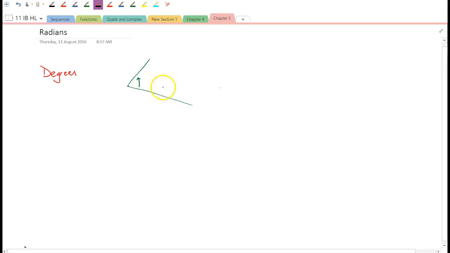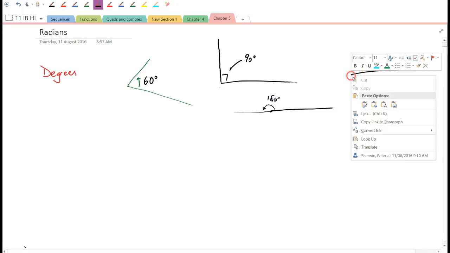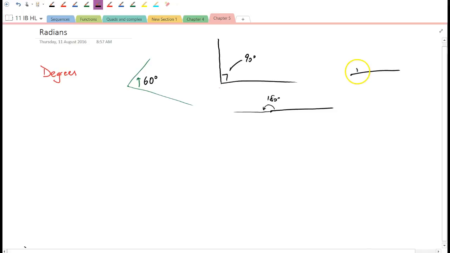And we've used degrees, and this one here, we might say, well, that looks like it might be a 60-degree angle in there. And if we draw two perpendicular lines, then we know that that's a right angle. We might put a little square in there. That's a 90-degree angle. And if we draw a straight line like this, then that angle in there is 180 degrees. It gets you thinking, doesn't it? Why is a full rotation, for instance, 360 degrees?